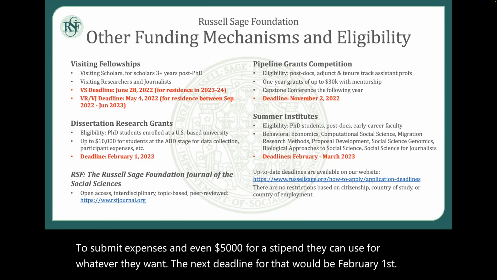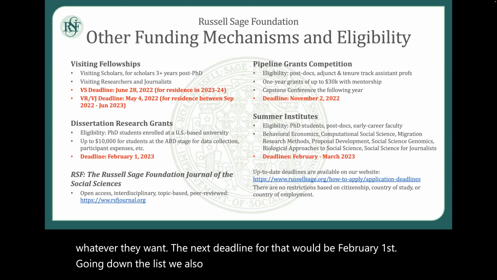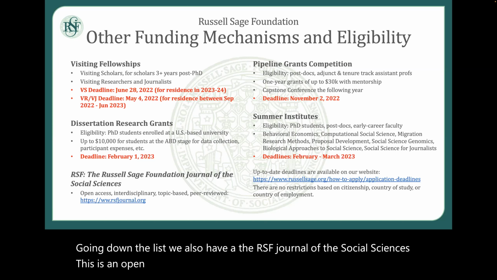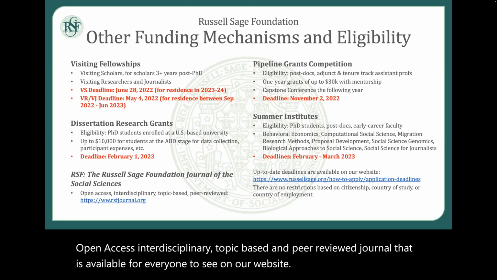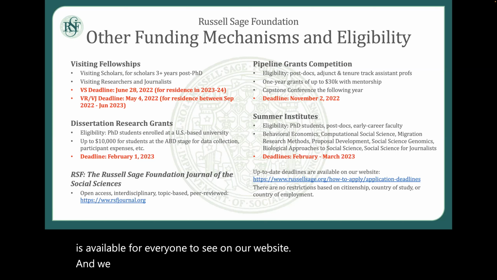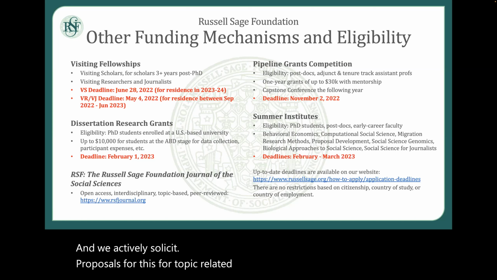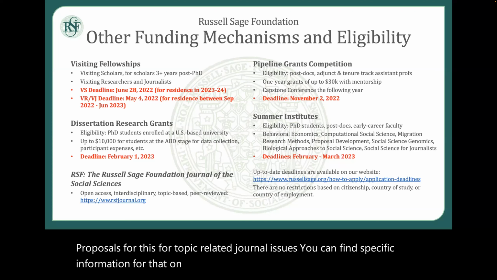Going down the list, we also have a journal, the RSF Journal of the Social Sciences. This is an open access, interdisciplinary, topic-based, and peer-reviewed journal that is available for everyone to see on our website. And we actively solicit proposals for topic-related journal issues. You can find specific information for that on our website as well.